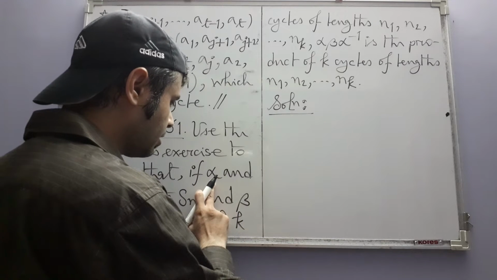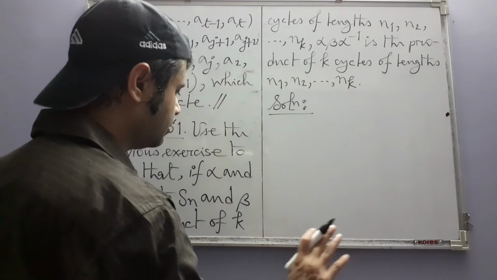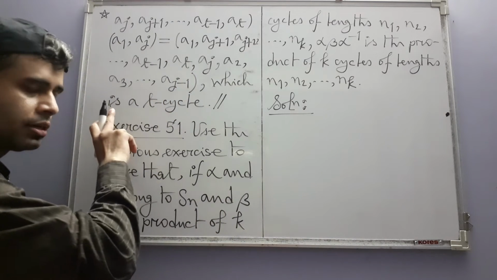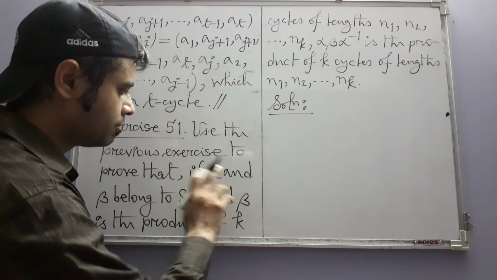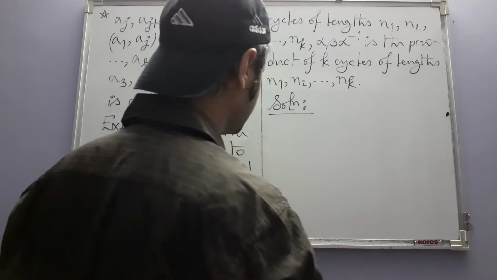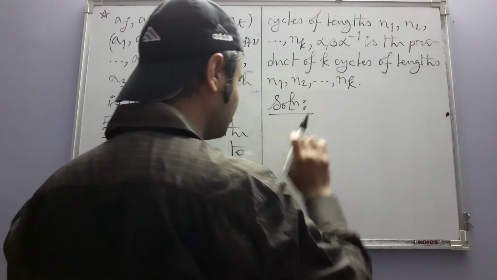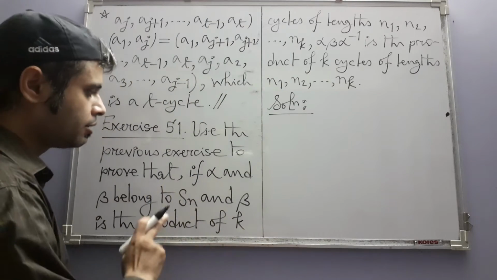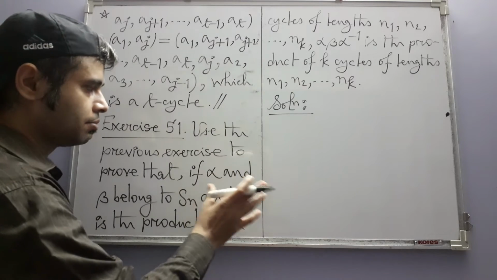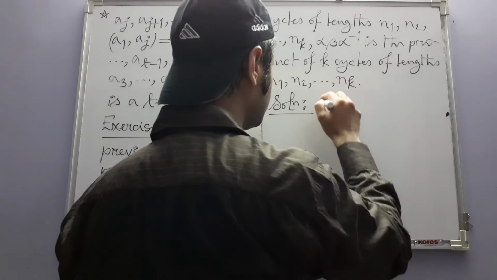Alpha, on the other hand, is absolutely arbitrary. It's any element in Sn. There you had alpha equal to a 2 cycle. Now that is not the case. So let us first see how we can extend the result of the previous exercise in the simplest way.